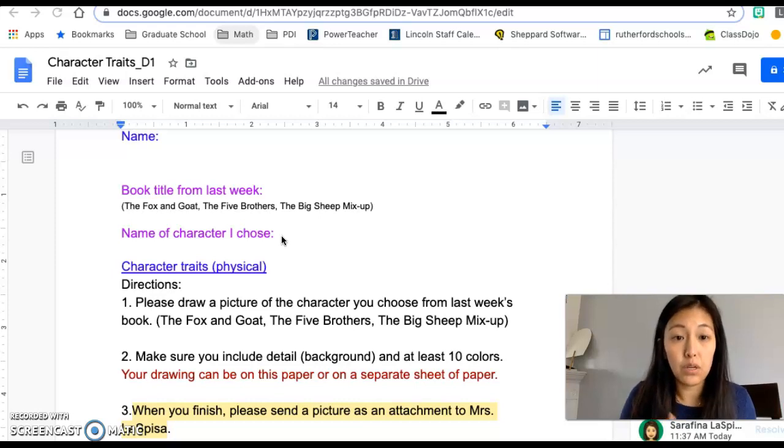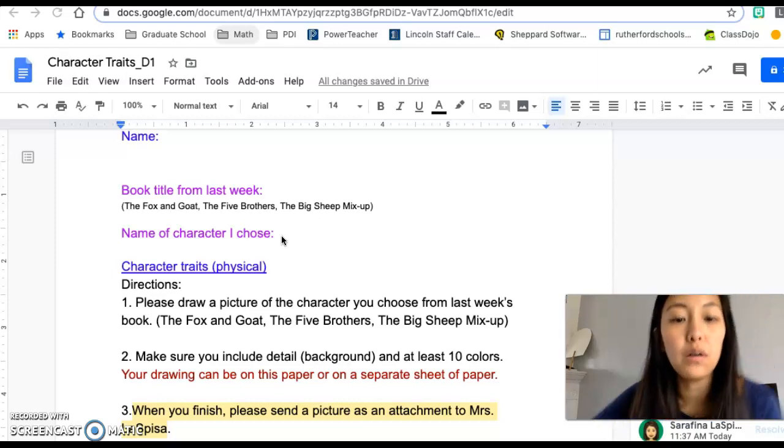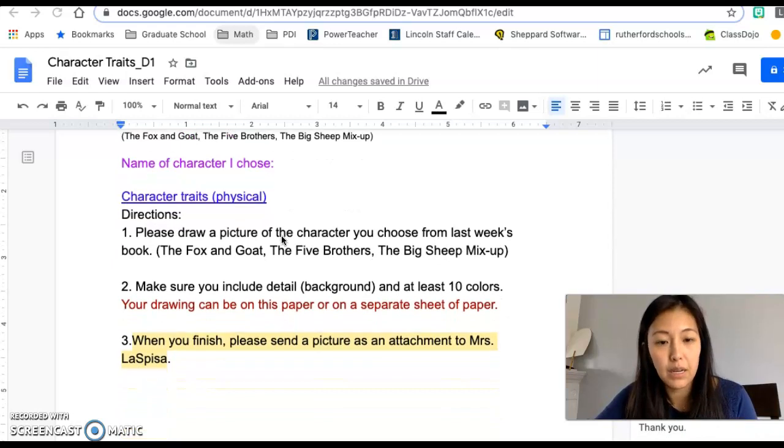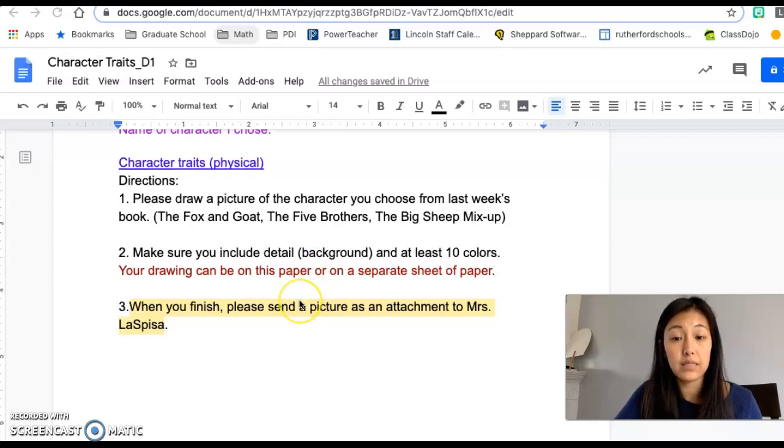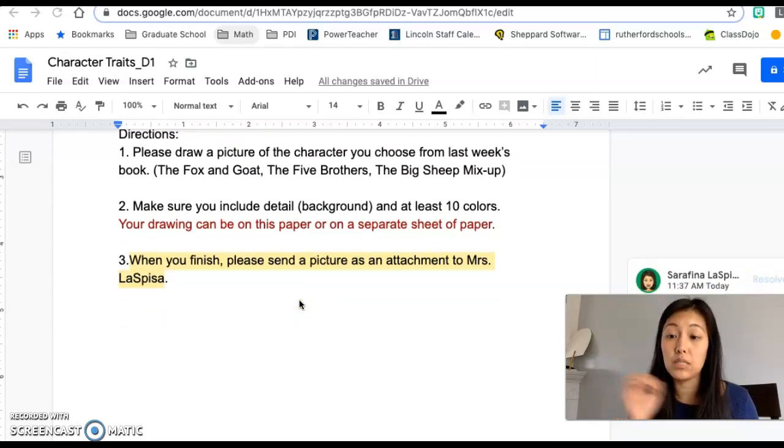For Monday, what you're going to do is, again, like I said, pick a character and you're going to just draw the character for Monday. What I want you to do is make sure you include the background. Be very detailed with this because this will help you for tomorrow's responses and lessons. And you boys and girls, make sure you have 10 colors. And once you finish, I'd like it as an attachment when you attach it to the Google Classroom.